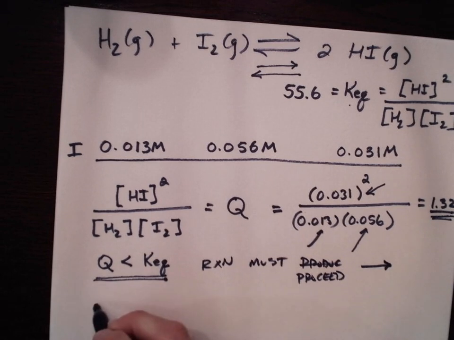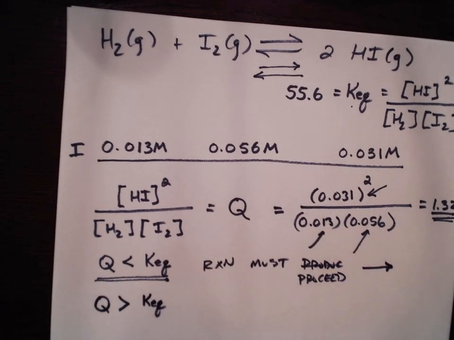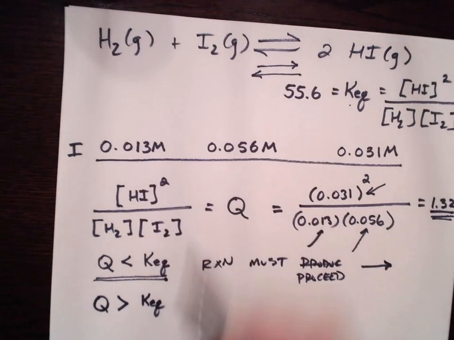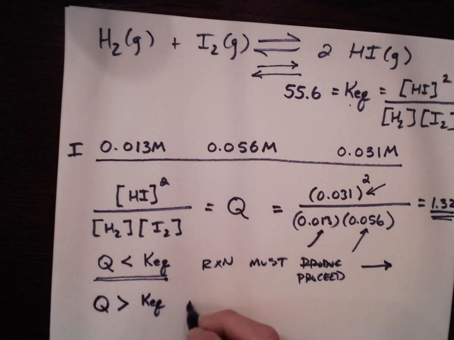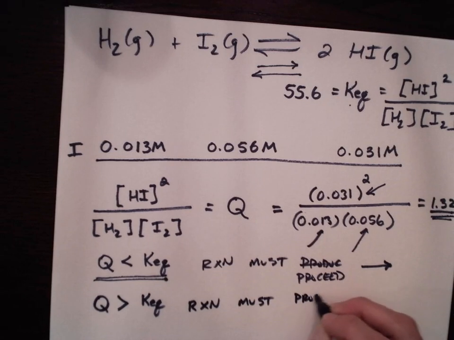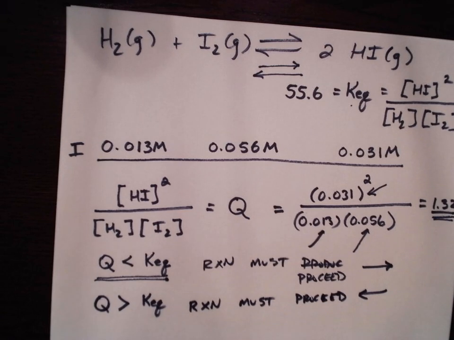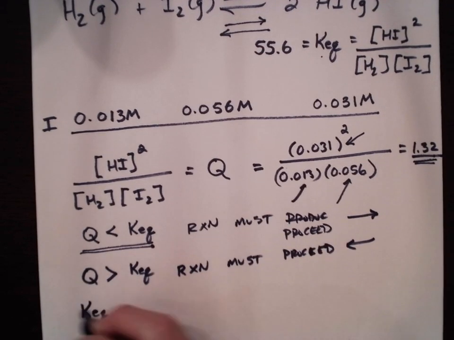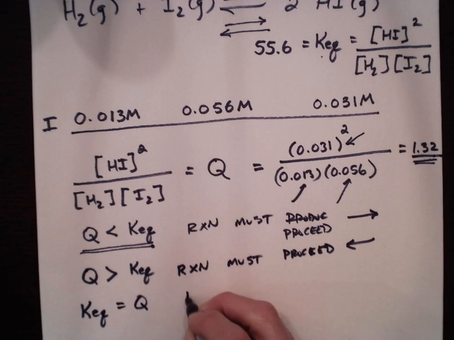Then, of course, the converse will be true, correct? If Q is greater than KEQ, say we had a value of 1,000, well, then that would mean this needs to be lower and these need to be greater. And that occurs if you head in this direction. So if Q is greater than KEQ, the reaction must proceed in the reverse direction in order to reach equilibrium. And then finally, if Q is equal to KEQ, then the reaction's at equilibrium.